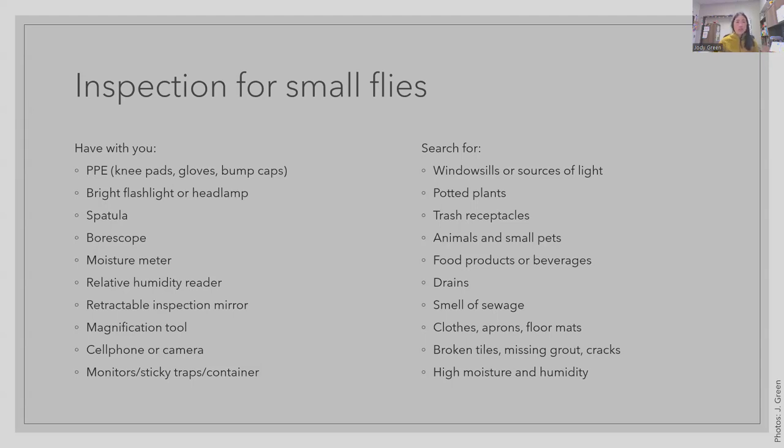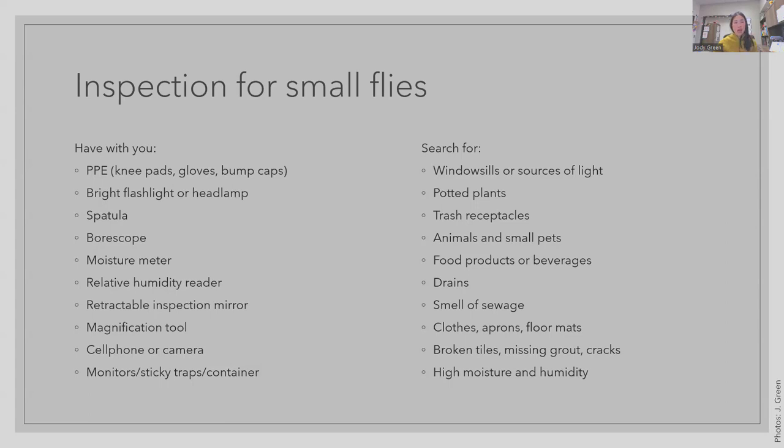So when you're doing an inspection for small flies, you're going to need several things. It's obviously going to be a little bit of a dirty job. So you're going to want PPE, you're going to want knee pads and a bump cap. Who knows where your nose is going to take you, right? So you need all of those things, but you also need a bright light. I love my headlamp, so I have hands-free, all the tools to scrape and find that gelatinous substance if you need to find it. Again, your phone to document, sticky traps, or your magnification tool, and then all the places that you can look for.